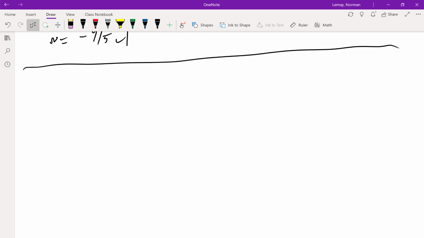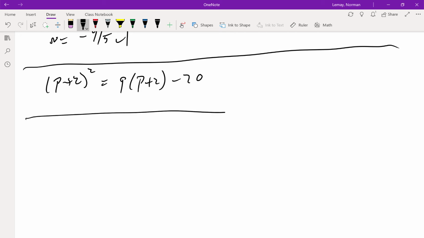All right, so for our next one, let's take a look at something that is, again, kind of a repeat. So (p plus 2) squared equals 9(p plus 2) minus 20. What I'd like for you to do is to go ahead and do this one and bring your answer to class. This will give us something to discuss in class when we meet.